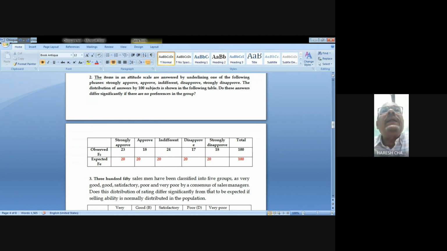Naturally, 100 divided by 5 is 20. Then the expected frequency in each cell is 20. Now, you have to apply the same formula: sigma of (FO minus FE) whole square by FE.